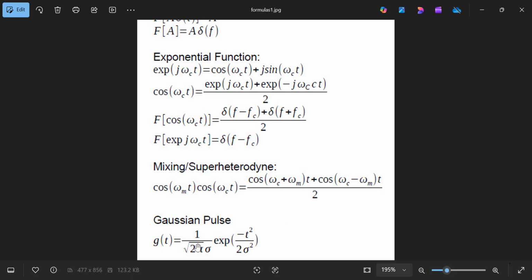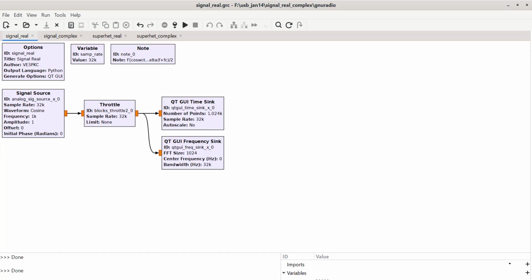And then here's the formula for a Gaussian pulse, which we'll look at. And what we can do here for the standard deviation is we can also generate an impulse using the Gaussian pulse by taking lambda, or the standard deviation, or I guess it's omega here, and turning it to 0. So let's look at GNU Radio.